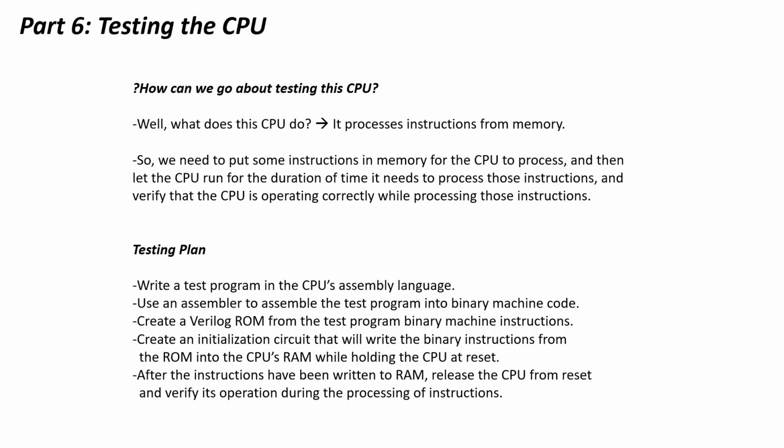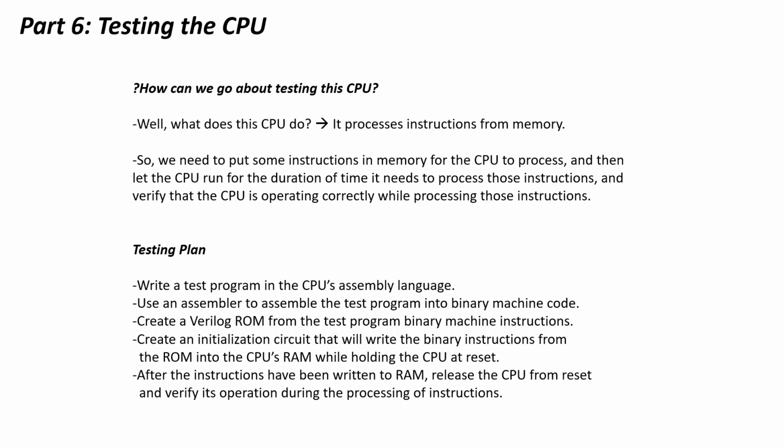So we need to put some instructions in the memory for the CPU to process, and then let the CPU run for the duration of time it needs to process those instructions, and then look at all the control signals and verify that the CPU operated correctly while processing those instructions. So where are these instructions going to come from? My plan is to write a test program in the CPU's assembly language, use an assembler program to assemble the test program into binary machine code, and then take that binary machine code and convert that into a Verilog ROM using another piece of software that I've already written in Python, and it works.